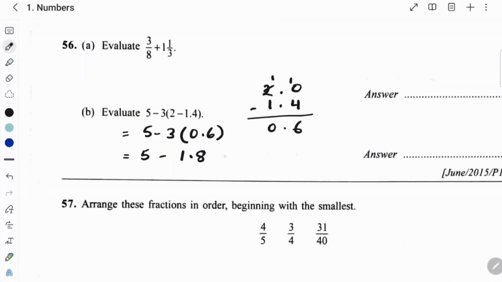Multiply by 3. 3 times 0.6 is 1.8, because 3 sixes are 18 and 1 decimal place. Now you are going to subtract 1.8 from 5. So 5.0 minus 1.8. Now you are going to subtract, borrow one number, and that is becoming 10 minus 8 is 2, and 4 minus 1 is 3. So 3.2 is the answer for this question.